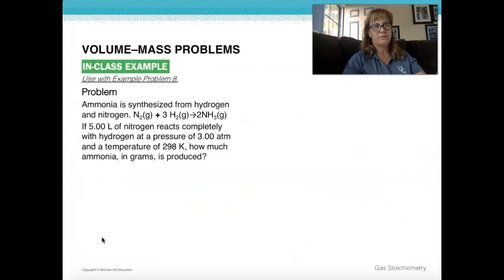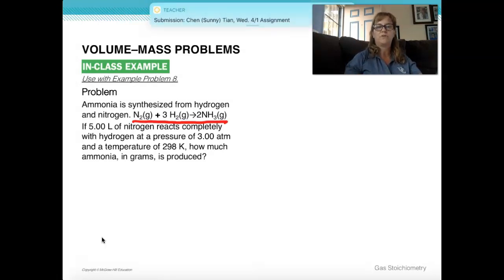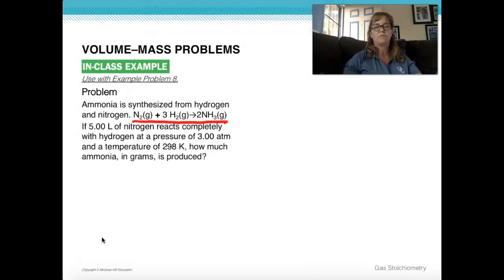Let's try another example. Ammonia is synthesized from hydrogen and nitrogen. So here's our balanced chemical equation. If 5 liters of nitrogen reacts completely with hydrogen at a pressure of 3 atmospheres and a temperature of 298 Kelvin, how much ammonia in grams is produced? Now, at first glance, you might just get a little overwhelmed with this and want to give up. Please don't. It's just about working this through step by step.